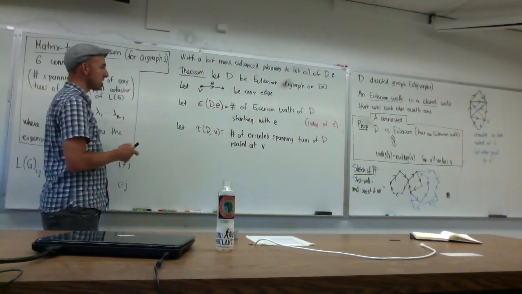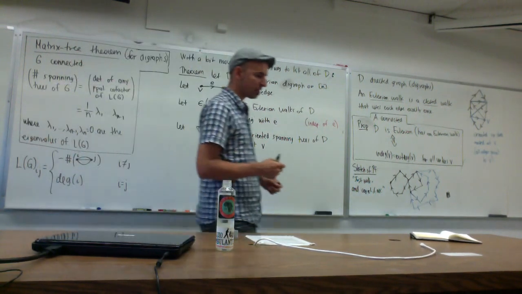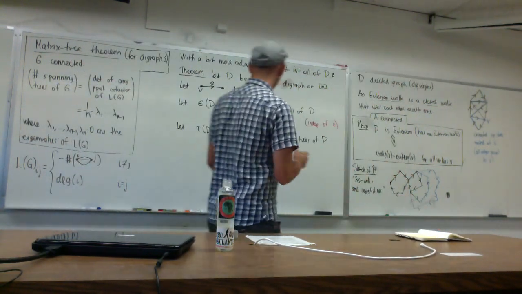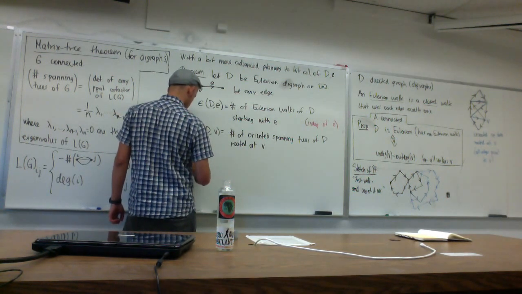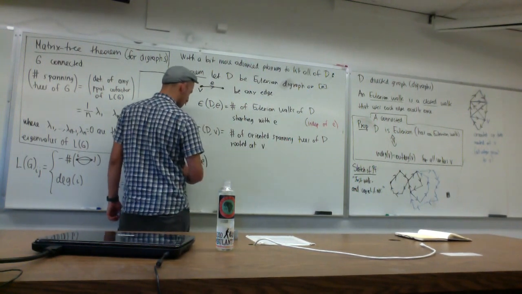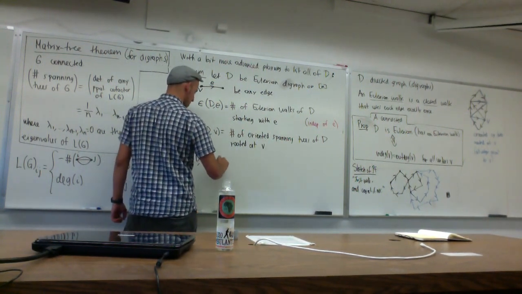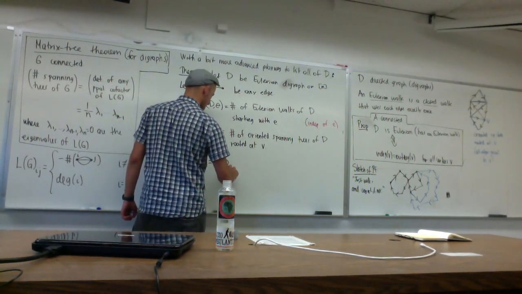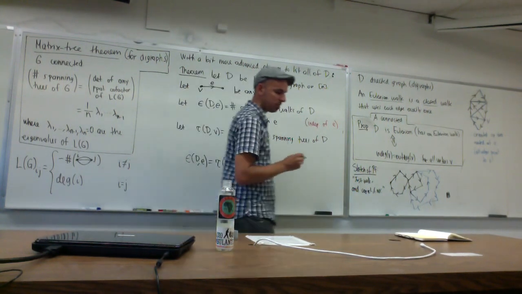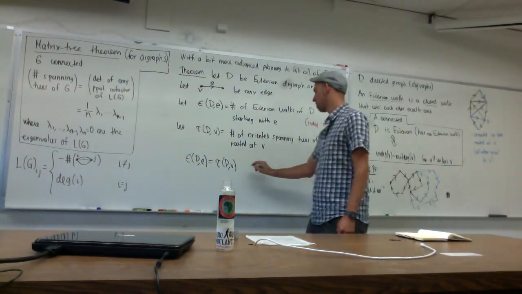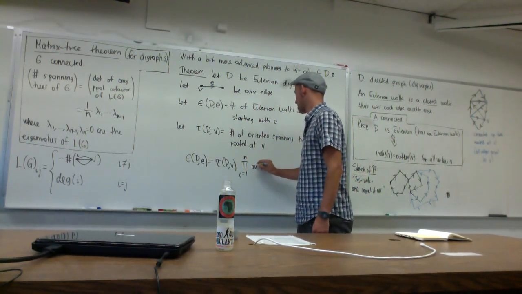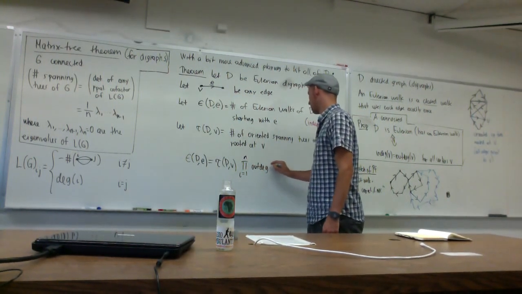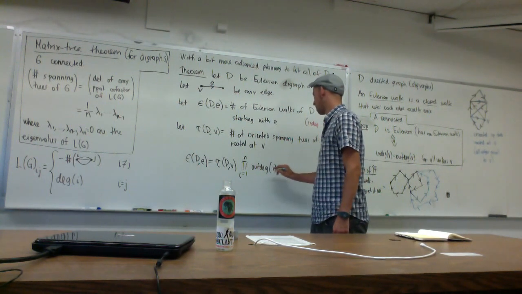Okay, so here's the remarkable theorem, is that actually these two numbers are almost the same. I mean, they're not almost the same, but they're very closely related. The number of Eulerian walks is the number of spanning trees times the product from i equals 1 to n of the out degree of vertex i minus 1 factorial.